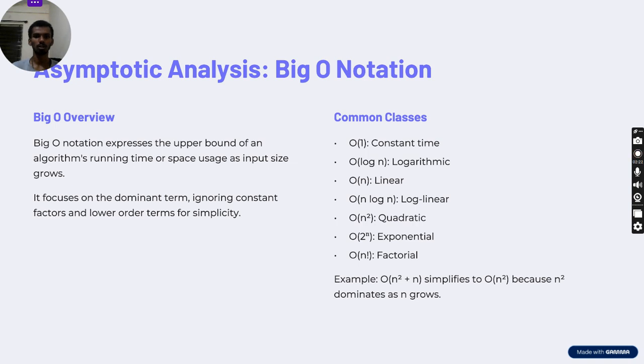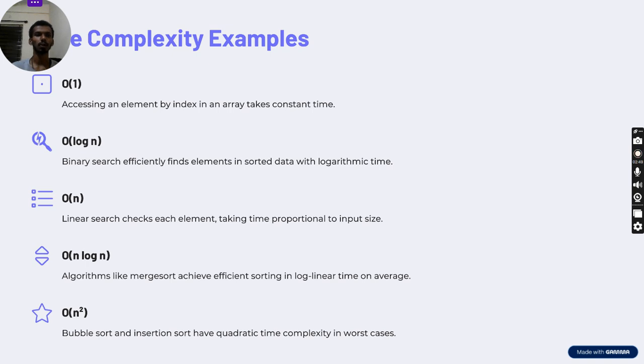The common classes are O(1), which is constant time; O(log n), which is logarithmic; O(n), linear; O(n log n), log-linear; O(n²), quadratic; O(2^n), exponential; O(n!), factorial. For example, O(n² + n) simplifies to O(n²) because n² dominates as n grows.